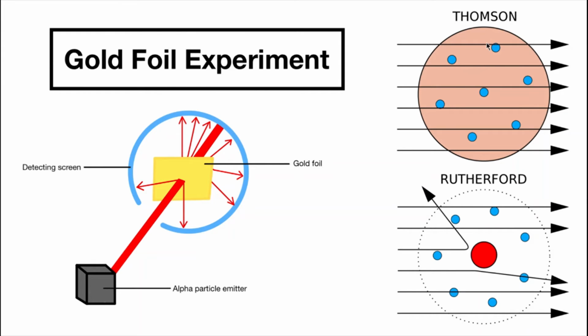And the way he discovers that the atom is positive at its center is the gold foil experiments. So what he does is that he throws alpha particles at a piece of gold foil, and he has a screen set up around the gold foil to detect where the alpha particles bounce off to. And so if you look towards the right, in Thomson's model, most of the alpha particles would just fly straight through. They would just fly straight through, and there wouldn't be many collisions.